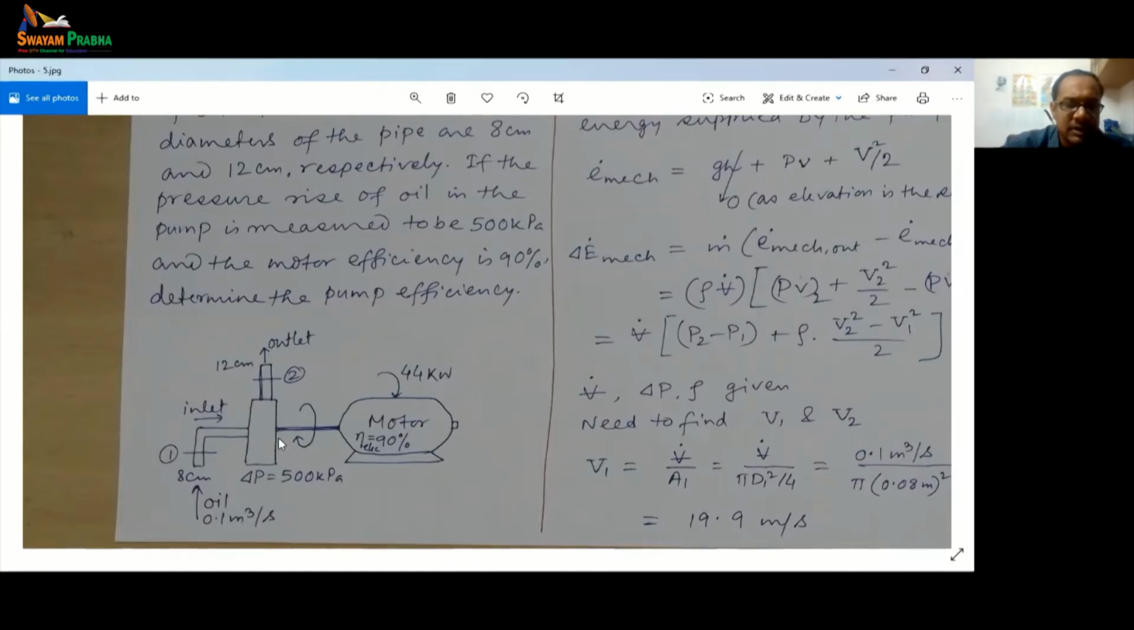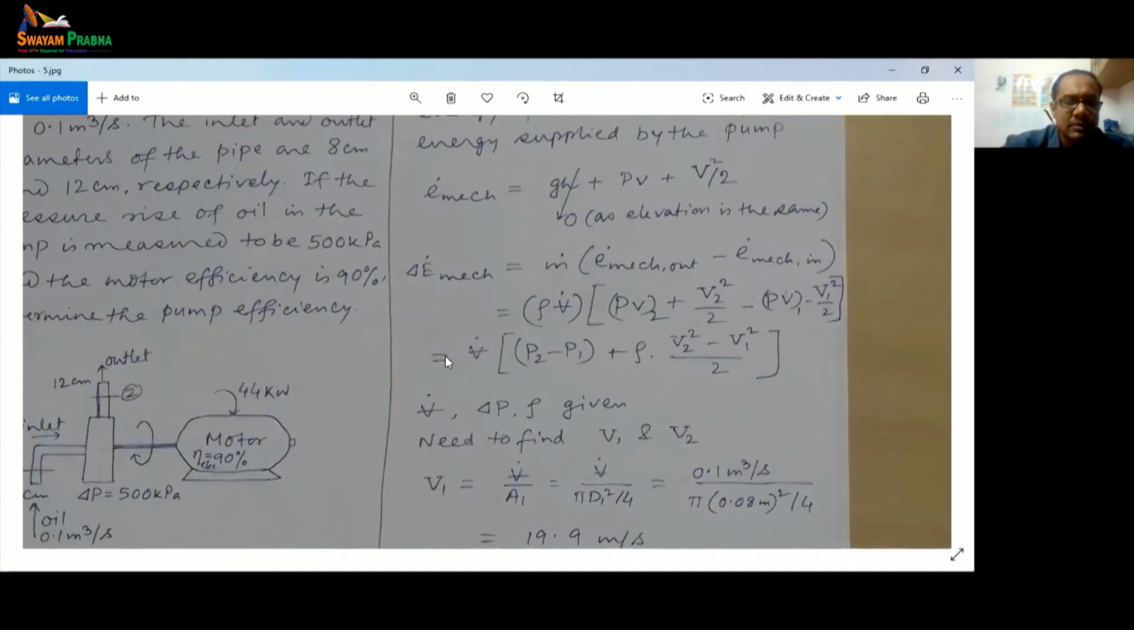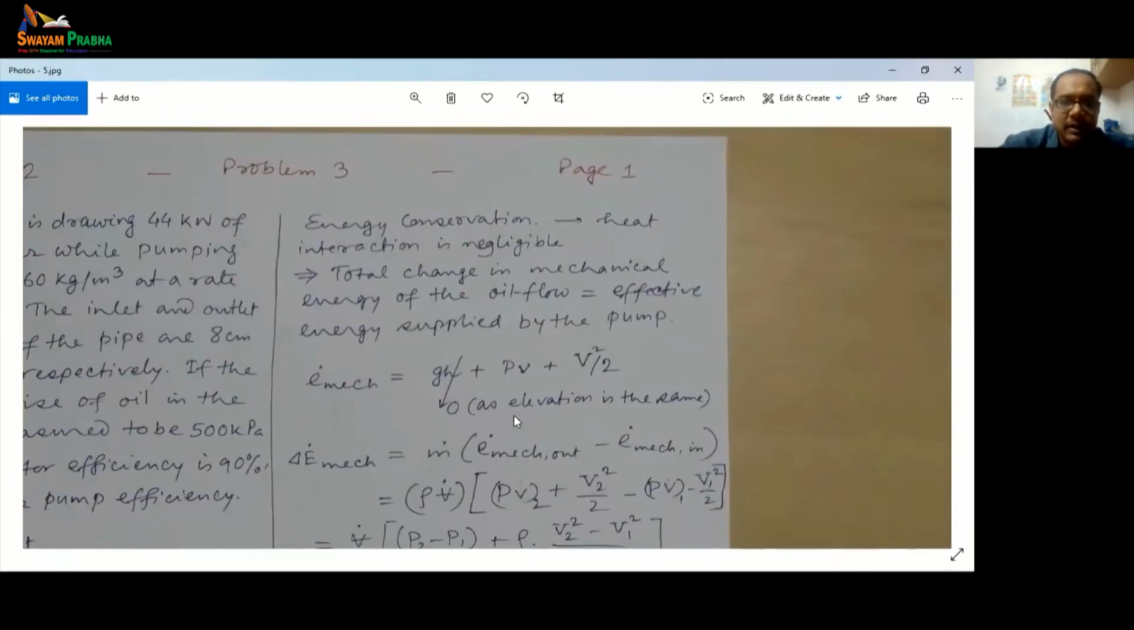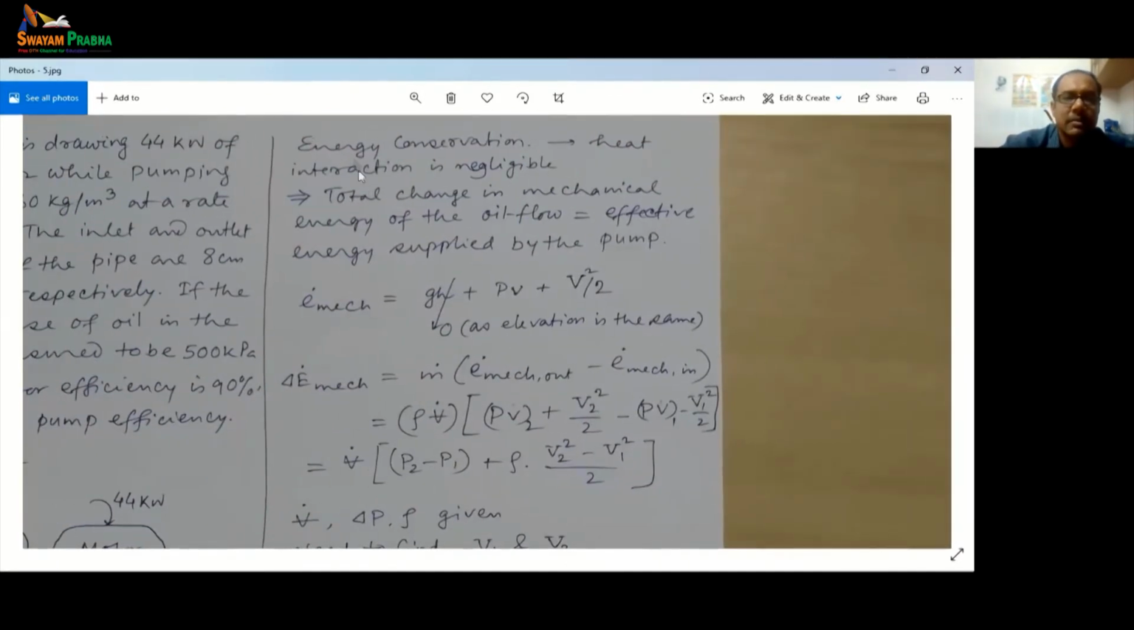So how much energy it is getting and how much energy it is actually transferring to the oil stream. That is the thing that you have to find out, and these oil stream energies are mechanical energies. So first let's look at the solution. This is a problem on energy conservation, and heat interaction is negligible here.